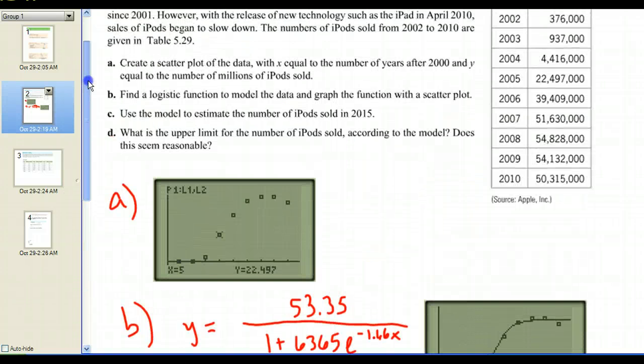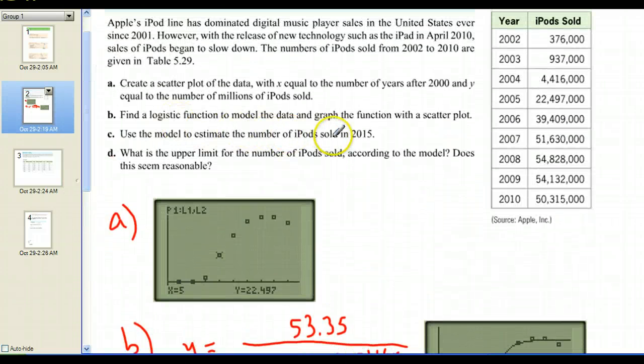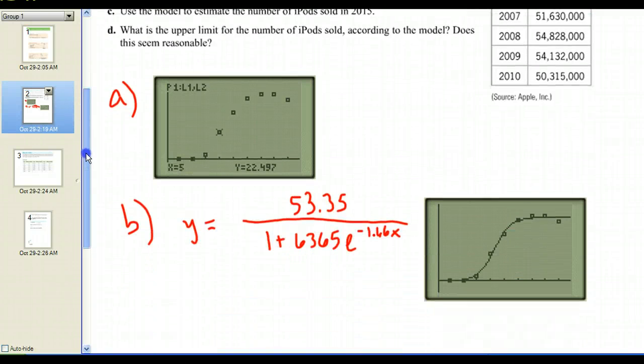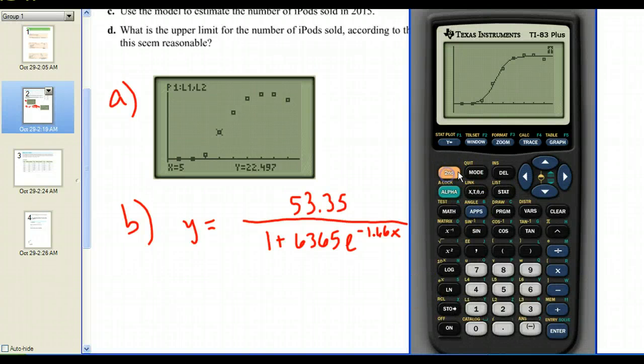Part C says, use the model to estimate the number of iPads sold in 2015. Remember, 2010 was our last data point, so that's the right hand side here. I'm going to use the model. I can do it one of two ways. I can hit second quit and go back into the vars menu. Since I have it stored, I can come over to y vars, hit enter for function, hit enter for y1, and evaluate it at 2015, which means x is 15, and hit enter. And I get roughly 53.35 million.